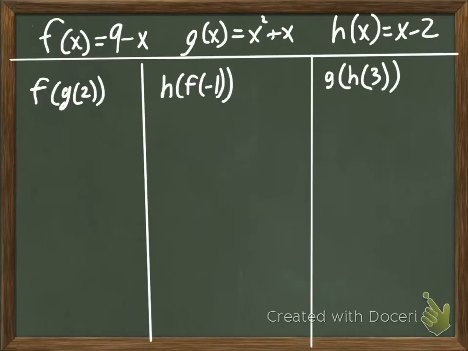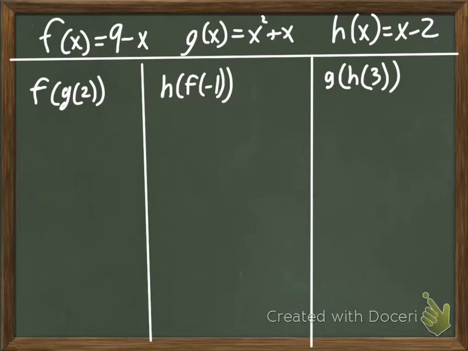Okay, let's go. So we have three functions that we're going to mess with here. We have f of x equals 9 minus x, which is a tricky one because notice that it's 9 minus x, not 9 plus x. Then we have g of x, which equals x squared plus x. Then we have h of x, which equals x minus 2. I'm going to show you how to do the first one. I'm going to get you started on the second one, and then I want you to do the third one all on your own. So the first one here on the left says f of g of 2.